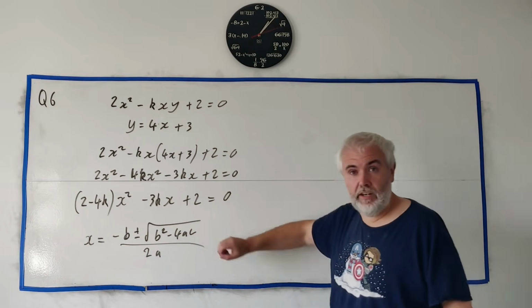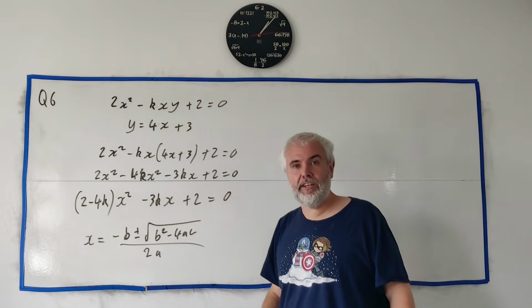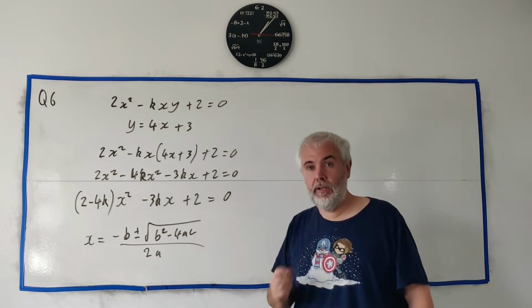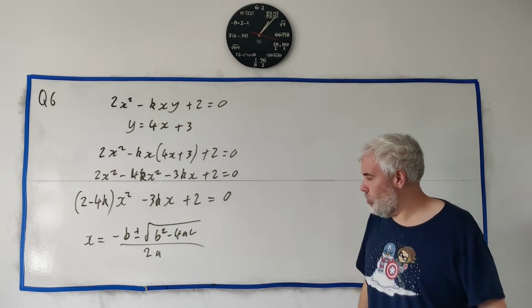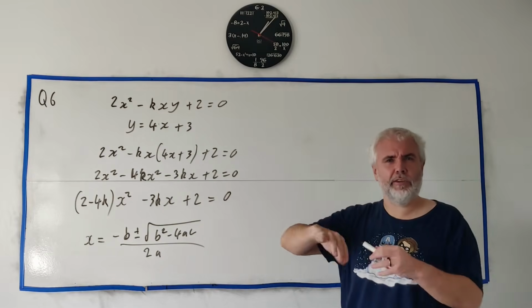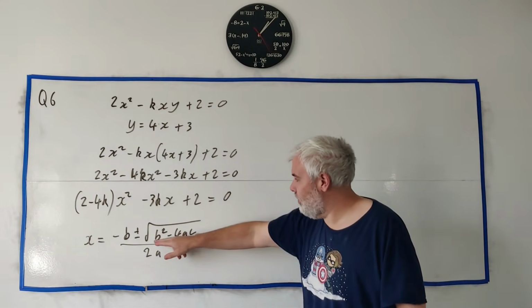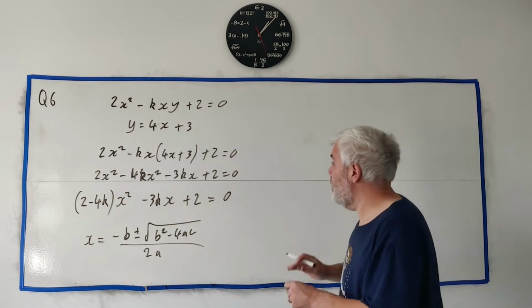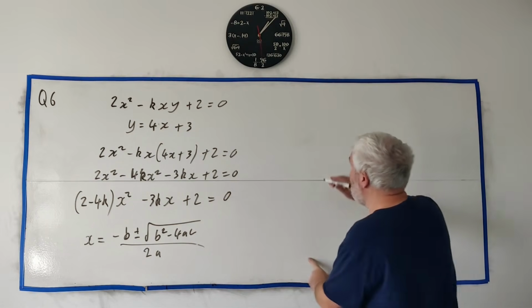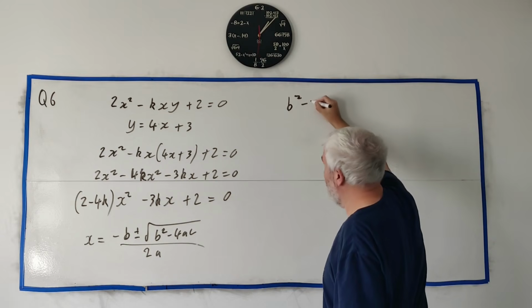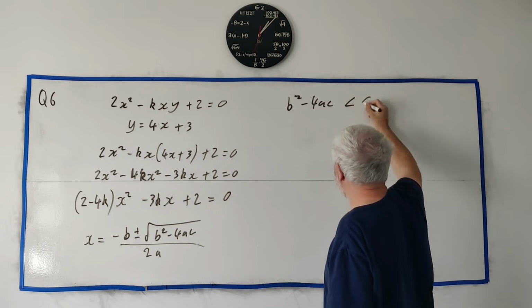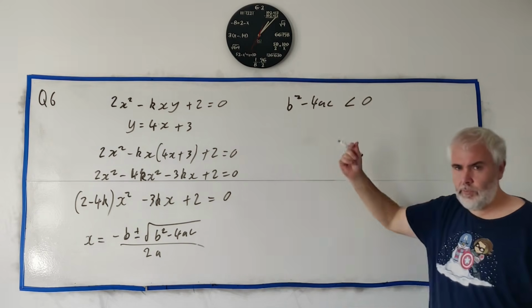This square root here can never be a minus number. If that's a minus number, there will be no real solution. And we're in a real case here. We're talking about a curve and a line intersecting. They will not intersect if what's in here is a minus number. So what we know from this piece of information is that b squared minus 4ac is less than 0. This is something quite common.